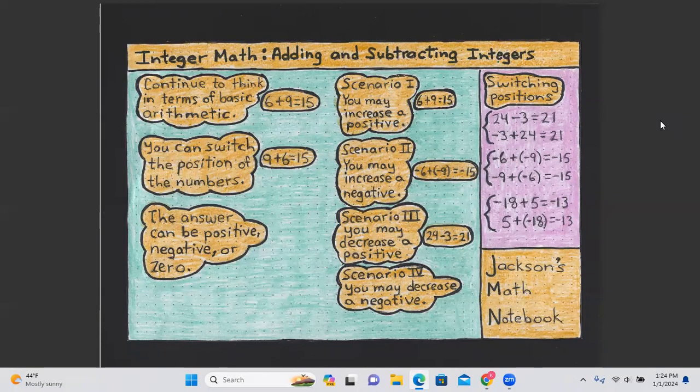Today is an introduction to adding and subtracting integers. But before we get started with adding and subtracting integers, let's consider a few things.